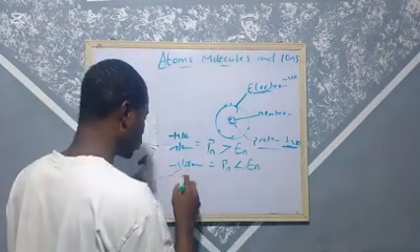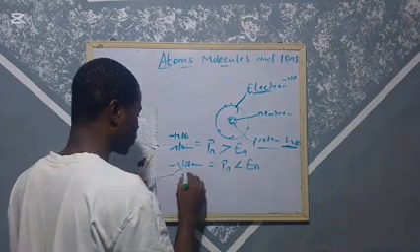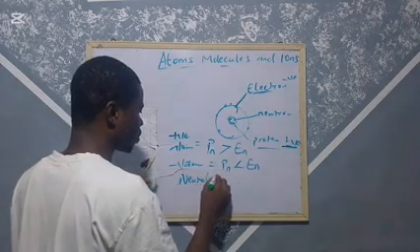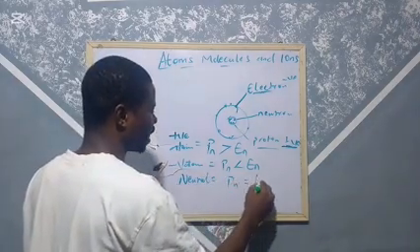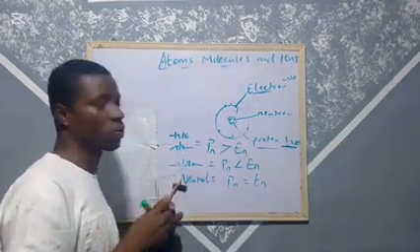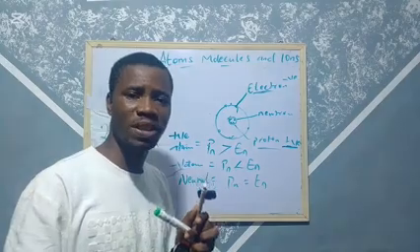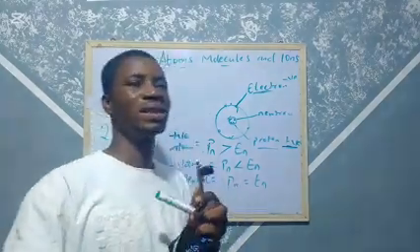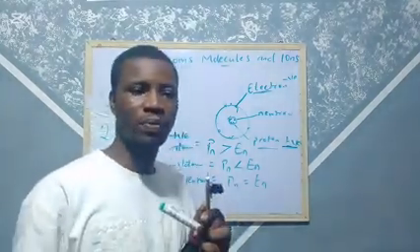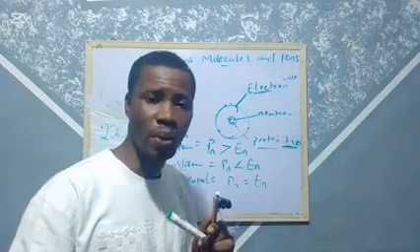For a neutral atom, it means proton number equals what? Electron number. Take note of this. Proton number equals electron number. And some persons might be asking, what is this proton number we are talking about?